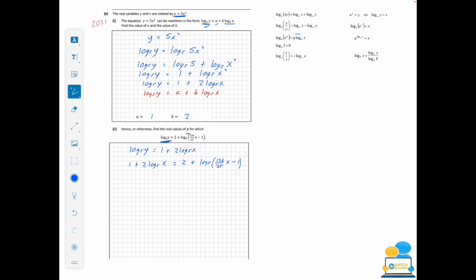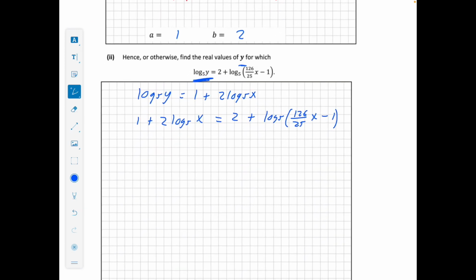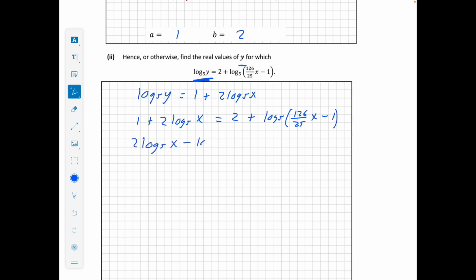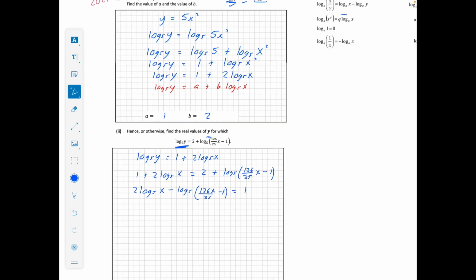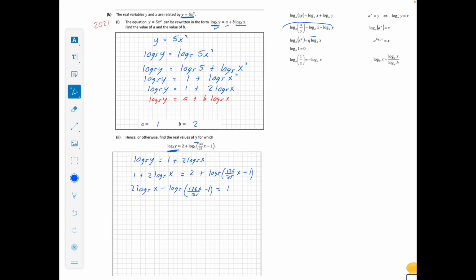Okay, now I have logs on different sides of the equal sign, and numbers on different sides of the equal sign. So I'm going to tidy it up and rearrange it, so I have all my logs at one side and my numbers at the other side. What I'll end up with then is 2 log to base 5 of x minus log to base 5 of 126 over 25x minus 1 is equal to 2 minus 1, which is 1.